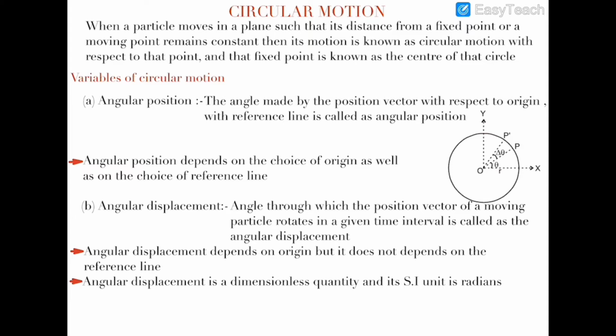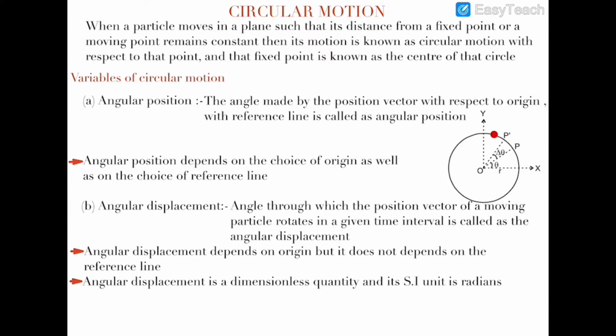So when we say circular motion, its definition is: when a particle moves in a plane such that its distance from a fixed point or a moving point remains constant throughout, then this motion is called circular motion with respect to that point, and that fixed point is called the center of that circle.